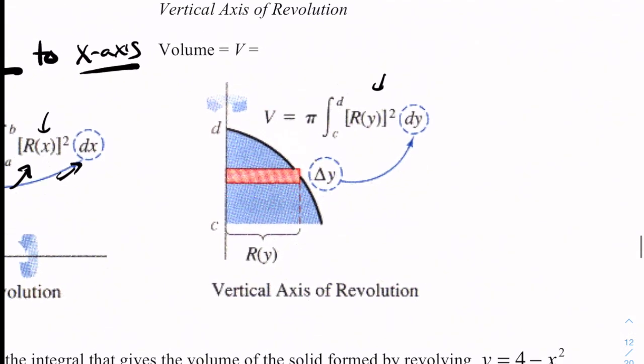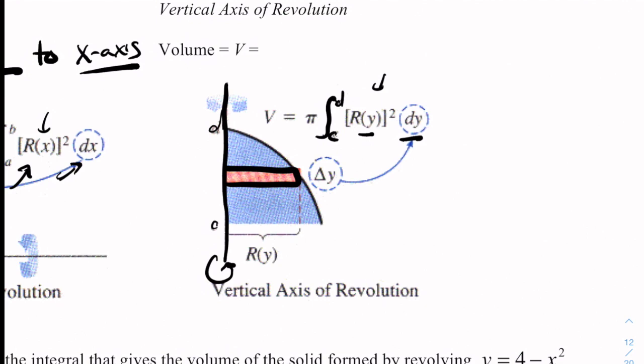If we have a vertical axis of revolution, so instead of revolving around a horizontal line, let's say we spin around a vertical line, then everything is going to be in terms of y. Our representative rectangle will be perpendicular to the vertical line, or perpendicular to the y-axis in this case. The integral is the second version, from c to d, because we already used a and b, of r of y squared dy. Notice that these two terms need to match.